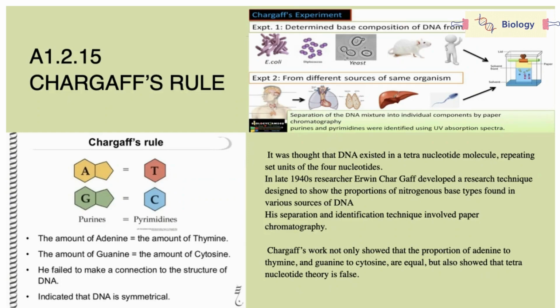In the late 1940s, a researcher named Erwin Chargaff developed a research technique designed to show the proportions of nitrogen base types found in various sources of DNA. His separation and identification technique involved paper chromatography. Chargaff's work not only showed that the proportions of adenine to thymine and guanine to cytosine are equal, but also showed that the tetranucleotide theory is false.